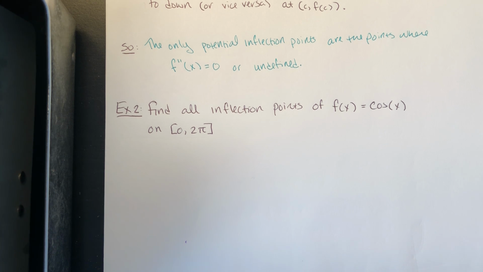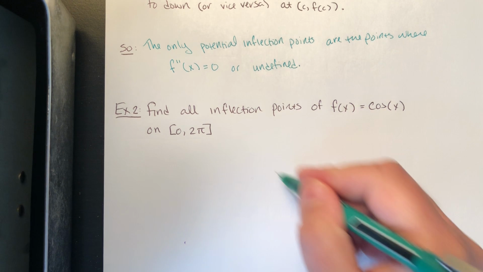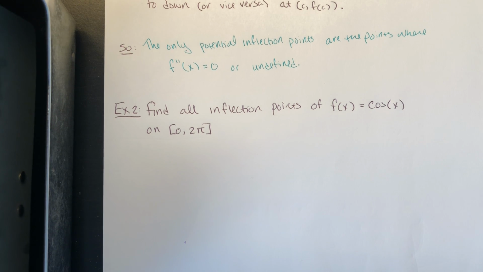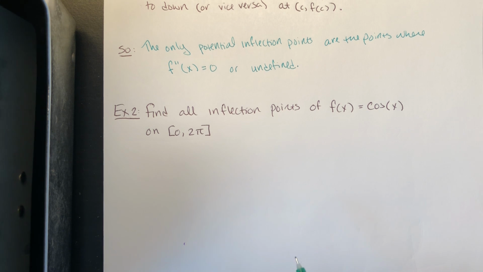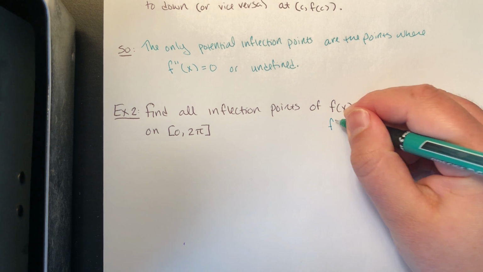You could just draw a graph and see where it's changing from concave down to concave up. But just for the sake of making sure we understand the concavity test, let's use it to determine the inflection points, right? The inflection points can only really occur when the second derivative of f is either equal to 0 or undefined. So let's start off by finding the first and the second derivative.